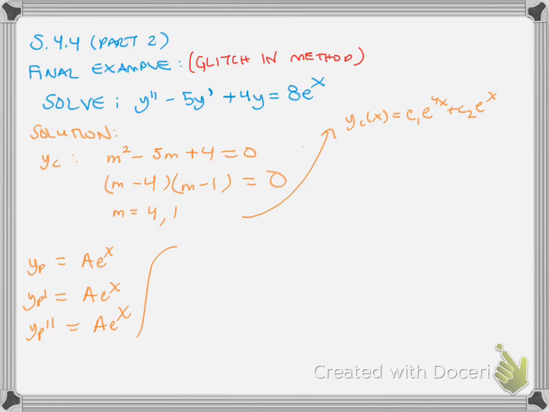If we were to take that and plug that in, we would get A e to the x minus 5A e to the x plus 4A e to the x equals, well, we want it to equal 8e to the x. This is what we want. What happens to the left-hand side? It goes to 0, right? And that will never be true.